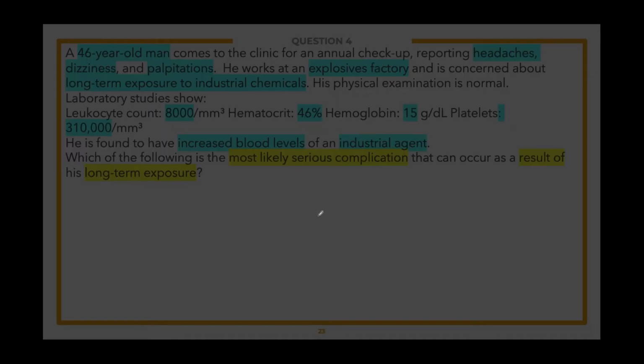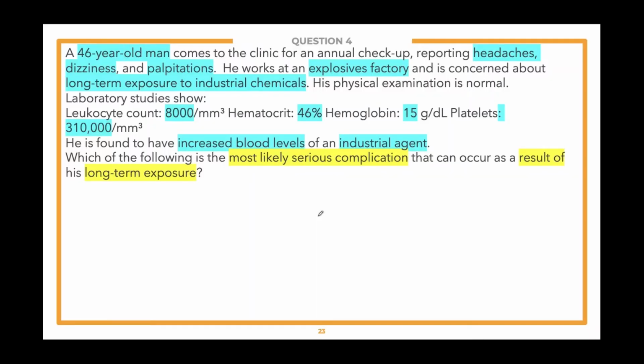Thank you, Sean. So let's go ahead and talk about what we think are the important clues in this vignette and this lead-in. So now we've got a 46-year-old male, and he is coming in with a few important signs and symptoms: headaches, dizziness, and palpitations. Now we can see this is a much shorter vignette than the last two, so any clues there are going to be very important. And they tell us that he works at an explosive factory. We're given some lab findings there. We definitely want to make note of those. Those might be important as to what's going on. They also tell us that he has increased blood levels of an industrial agent.